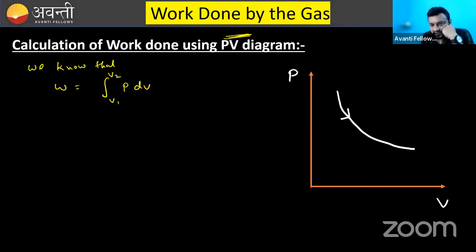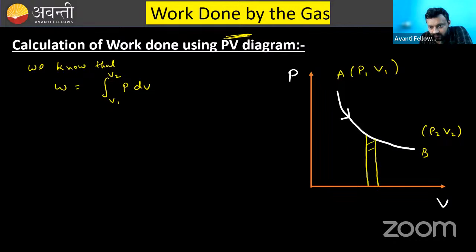Now suppose there is a thermodynamic process AB. At A, pressure and volume are P1 and V1. At B, pressure and volume are P2 and V2. Let's consider a very small portion on this graph. It might look very large to you, but this is a very small portion. During this small portion CD, let's suppose the pressure is constant, which is P, and the change in volume is dV.